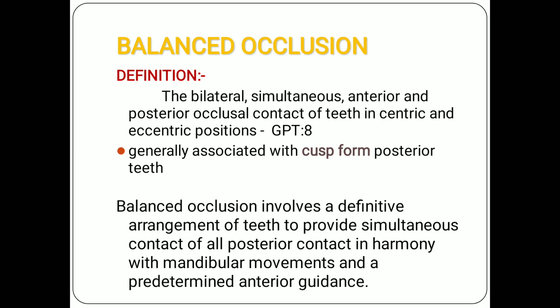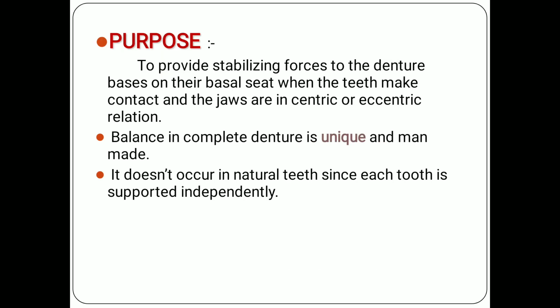This balanced occlusion involves a definitive arrangement of teeth to provide simultaneous contact of all posterior teeth in harmony with mandibular movements and a predetermined anterior guidance. You just remember what balanced occlusion is: it is nothing but bilateral, simultaneous anterior and posterior occlusal contact of teeth in centric and eccentric positions. Why? What is the purpose? It is to provide stabilizing forces to the denture bases on their basal seat when the teeth make contact and the jaws are in centric or eccentric relation.